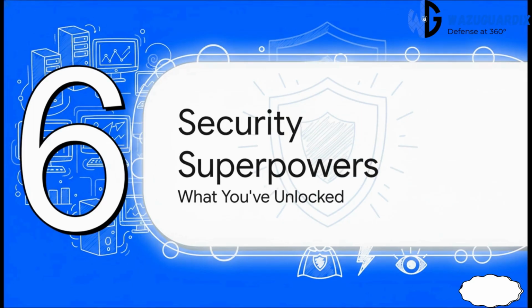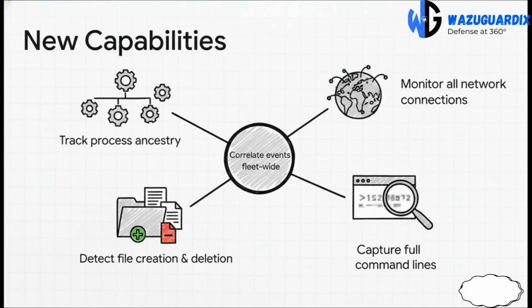Phew, we've walked through all the steps for both Windows and Linux, so let's just step back for a second and appreciate what we've just accomplished. What have you actually unlocked by doing all this? Let's talk about your new security superpowers. I mean, you can now track process ancestry, which is critical for forensics. You can see exactly which process launched another.